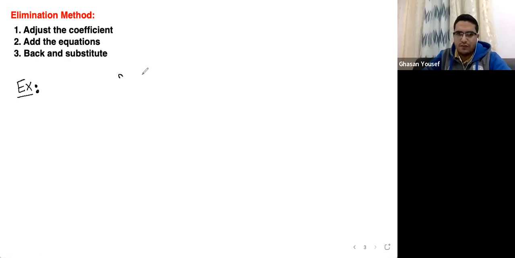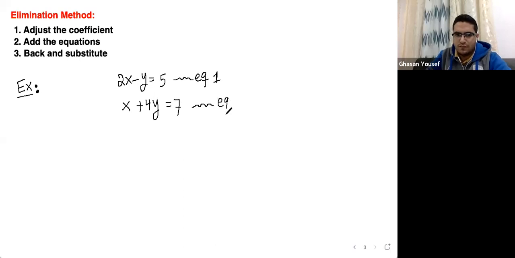First equation is 2x minus y equal 5. This is equation number 1. And equation number 2 is x plus 4y equal 7. So elimination method means I'm going to eliminate one of the variables. So it is x or y, depends on the variable I choose.